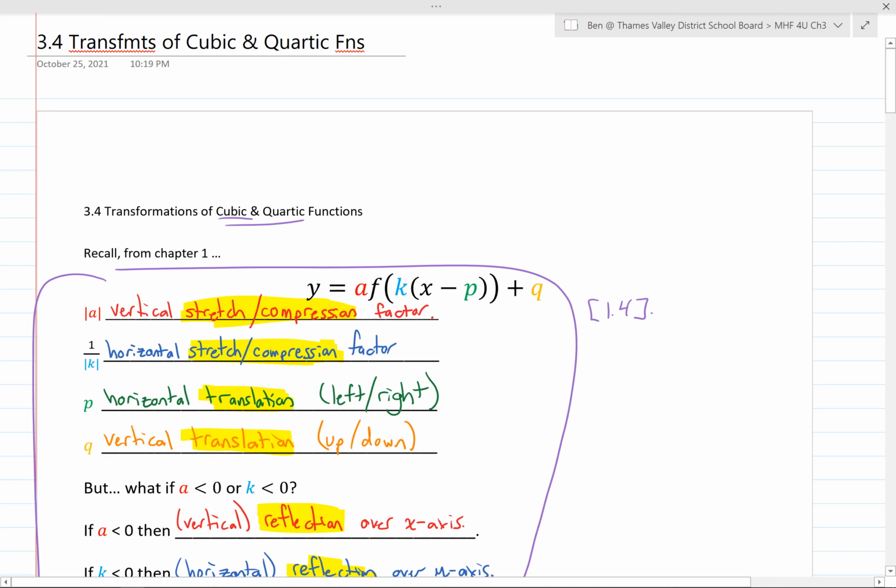Now, here we're working with transformations of cubic and quartic functions. The way this lesson is going to work, we're going to recall from our chapter 1 work. We're going to review some of that a little bit, and we're just going to break down a new approach to graphing a transformed function. You already have one approach, that's using your mapping rule. We're going to try a new one.